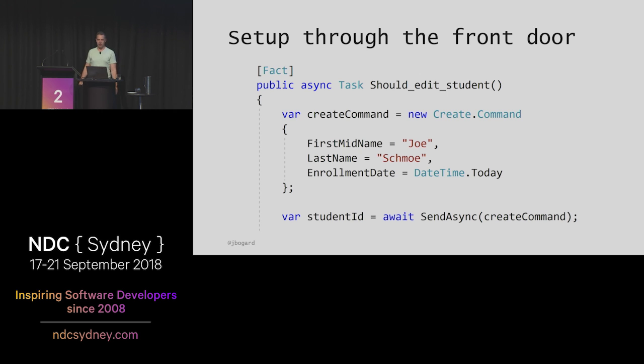So that means I really want to set up my system through the front door and not through the back door. In this case, my setup is also sending a command to do work. That ensures that it runs through all the validations, so I can't set up junk data. It performs all the side effects necessary. And I know that this is almost exactly like how an end user would actually use the system, but now it's represented as these first class operations in my test.